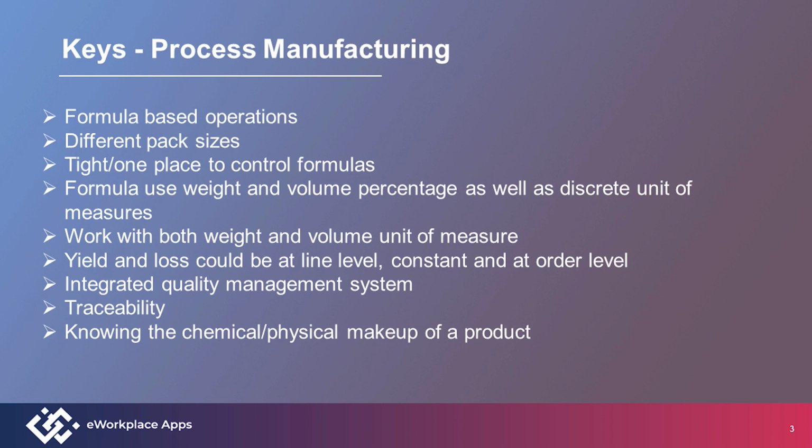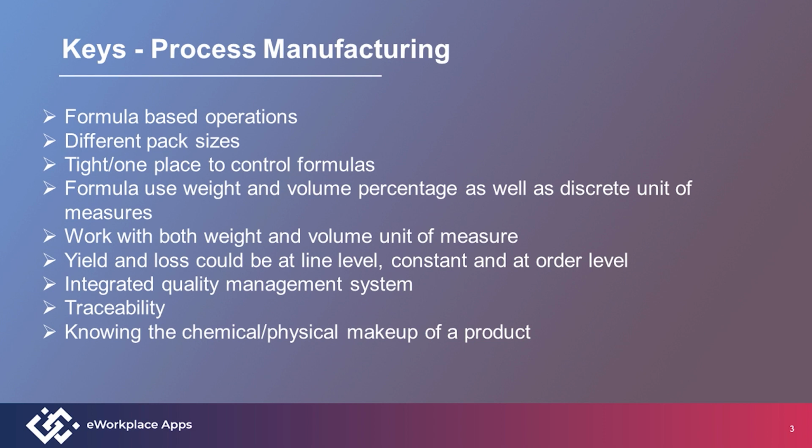In many cases, formulas are based upon a percent of the weight or volume of the item, though in some cases discrete units of measure are used. Many of these operations work with both weight and volume units of measure, and some use total weight and volume of the products produced as key performance indicators. For many, yield is key, and they monitor planned losses at the line level by ingredient, as well as at the batch order level, and in some cases there is a constant loss as pipes are flushed or the product sticks to the mixing equipment.